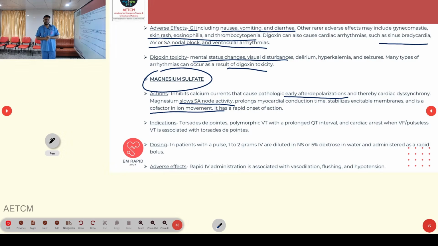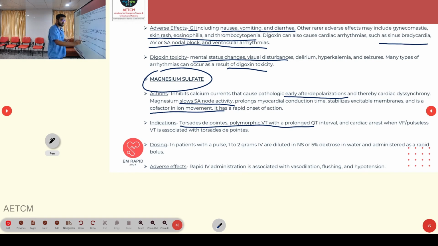It has a rapid onset of action, and it's mainly used for Torsades de Pointes, polymorphic VTs with a prolonged QT interval, and it's also used in cardiac arrest secondary to Torsades de Pointes. Coming to the dosage, it is used as 1 to 2 mg IV diluted in NS or 5% dextrose in water, and administered as a rapid bolus. Its adverse effects include vasodilation, flushing and hypotension as well.